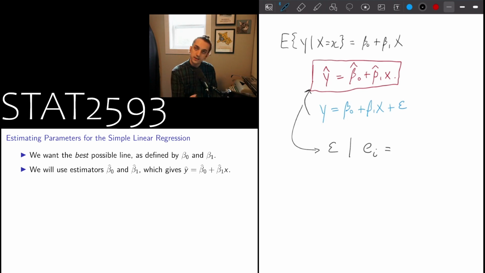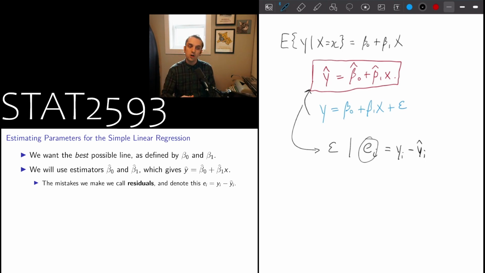And so we'll define e_i to be equal to y_i minus y_i hat. And the idea is that this residual sort of estimates this error here. In other words, the residual is estimating how far our estimated line is from the true observed value. Right? And so we call these values residuals. And the idea is that our best line is going to have the smallest residuals that we can have, right?